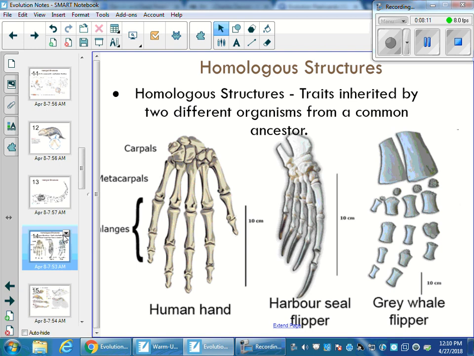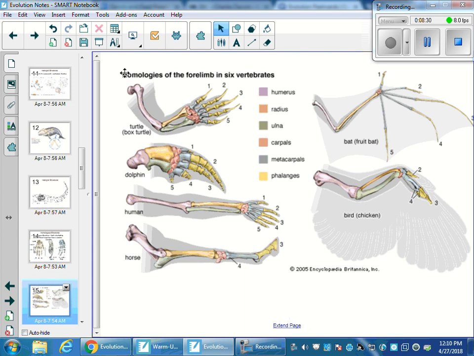The third piece of evidence that we look at is what are called homologous structures. And these are traits that are inherited by two different organisms from a common ancestor. And we're looking for similar patterns across them. So for example, we have a seal flipper and a gray whale flipper, and looking at the similar pattern that we see. We also see this when we look at what are called forelimbs. So for humans, that would be like our arms, but it's just the front limb. And if we look at many different organisms, we see a similar pattern here.